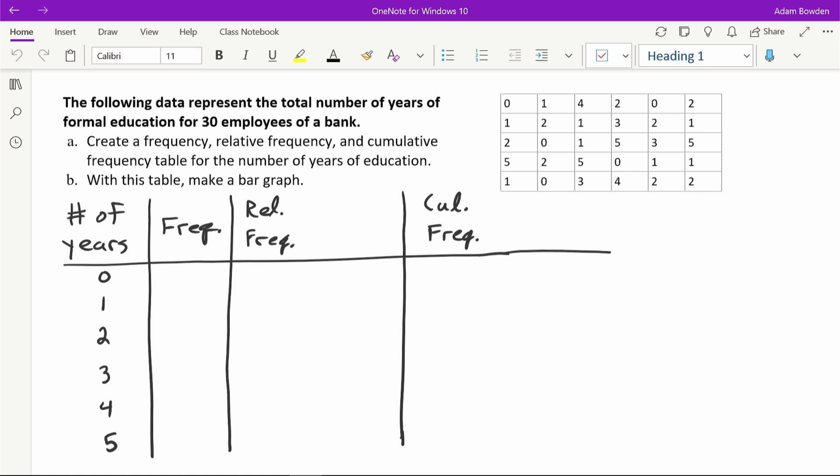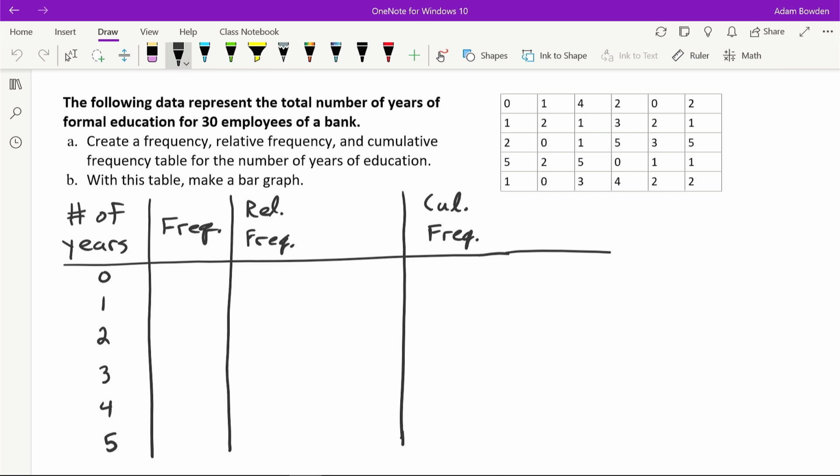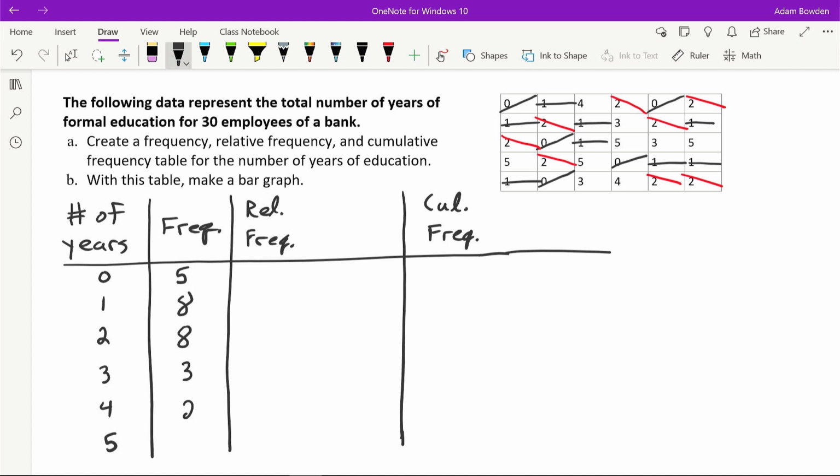So again, frequency means we need to go through and count up the number of values. So for instance, the number of zeros. There are how many zeros here in this case? We can count up 5 of them. So we say the frequency is 5. For 1, there are a total of 8 of those. For 2, there are also a total of 8 of those. There are 3 3s, there are 2 4s, and there are 4 5s.